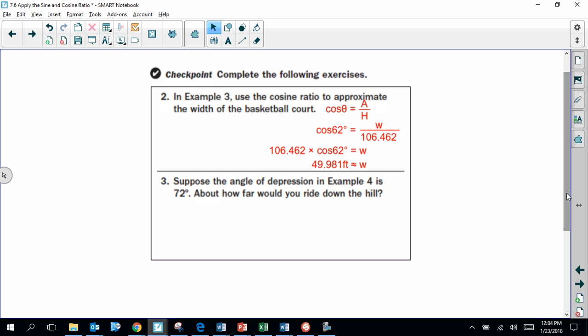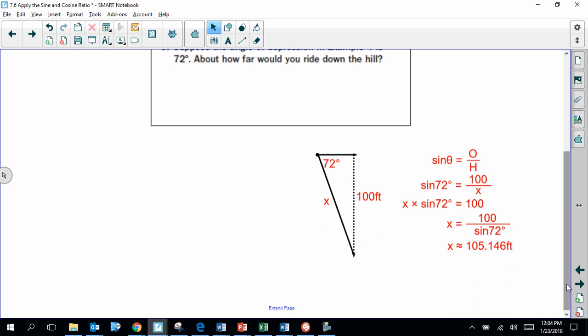Here we're looking back at the roller coaster. Suppose that the angle of depression is now 72 degrees. There we go, I don't know why it's all the way down there. The angle of depression in this case would be 72 degrees. So we're looking to see how far it would go down. The sine of theta is equal to the opposite side over the hypotenuse. Substitute your numbers, do your math, and the drop would have been about 105 feet, but we'll put the 0.146 for pre-AP and AP rounding purposes.